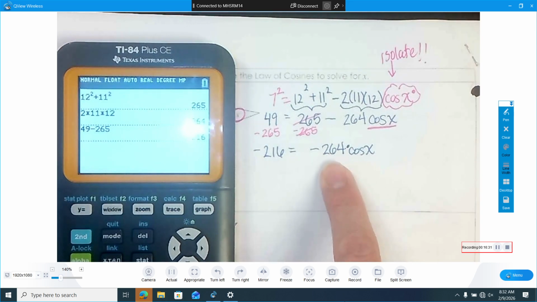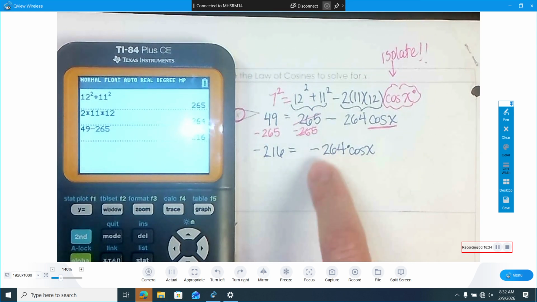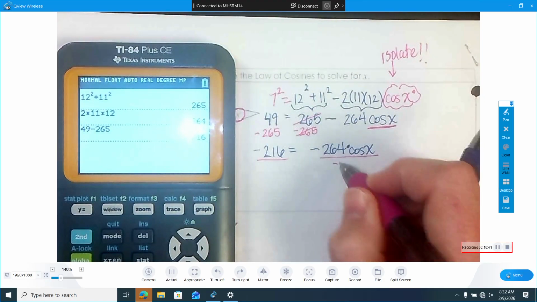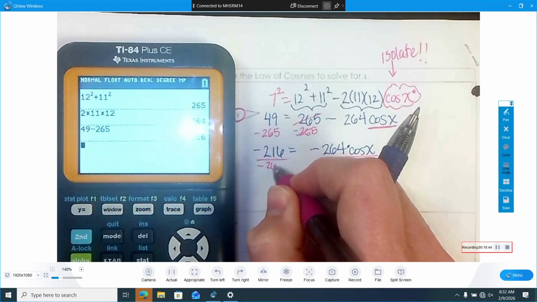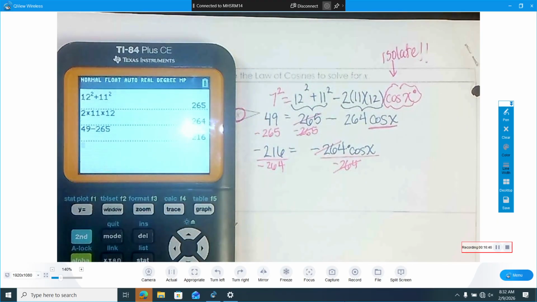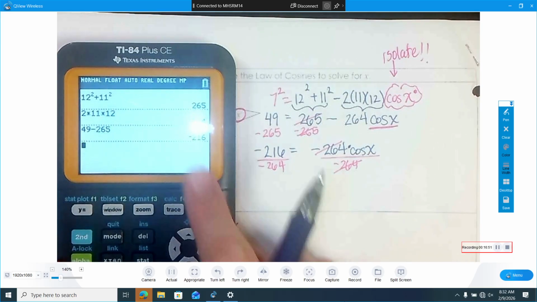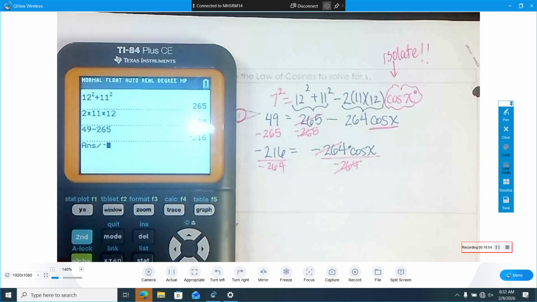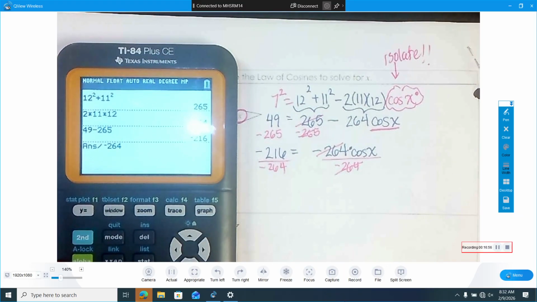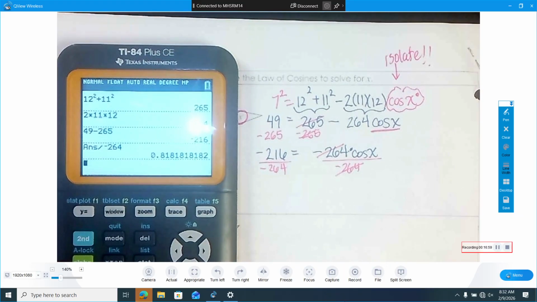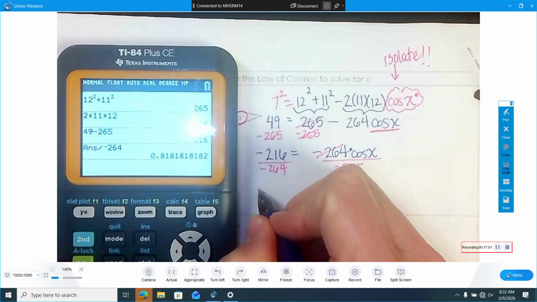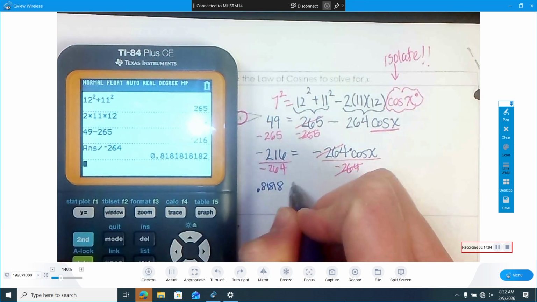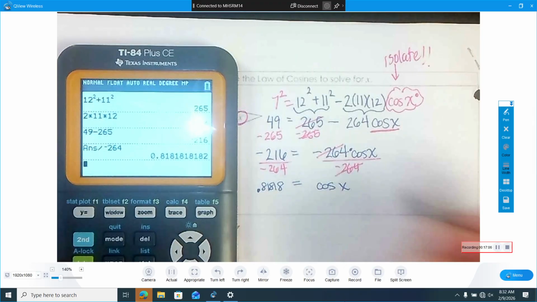All right, this is negative 264 times the cosine of x. How do I get rid of this negative 264? Divide it, absolutely. So we're going to divide both sides by negative 264. Get rid of that number. Again, our job is to isolate this cosine of x. So I have negative 216. I'm going to divide it by negative 264. And I get this crazy decimal, 0.81818 equals cosine of x.